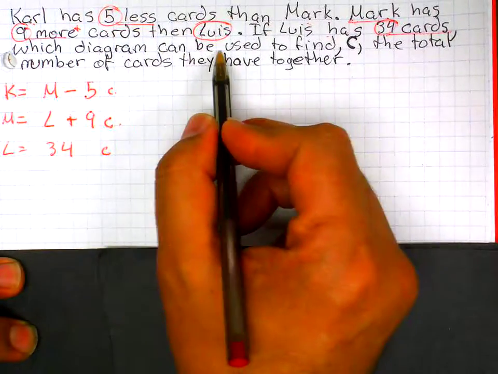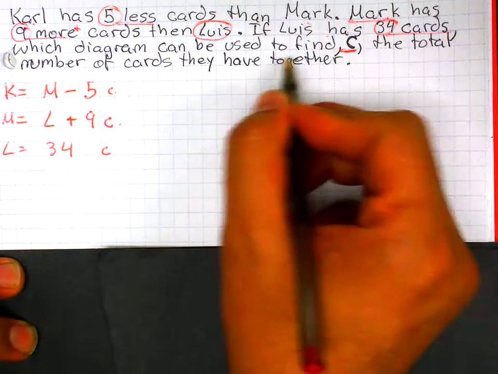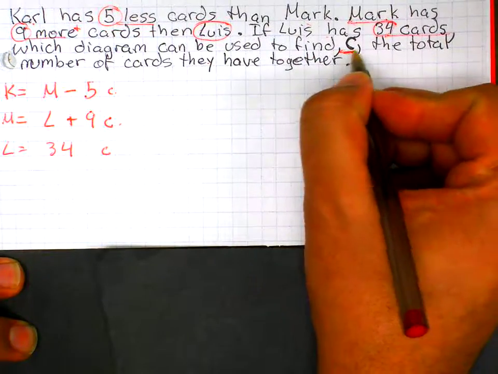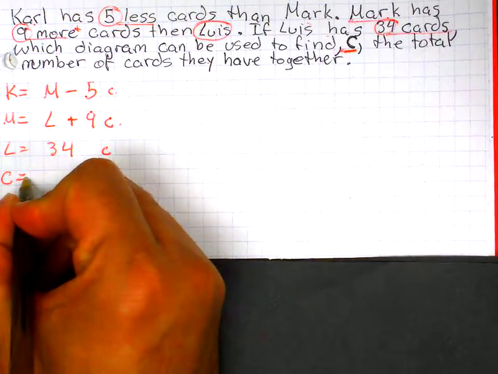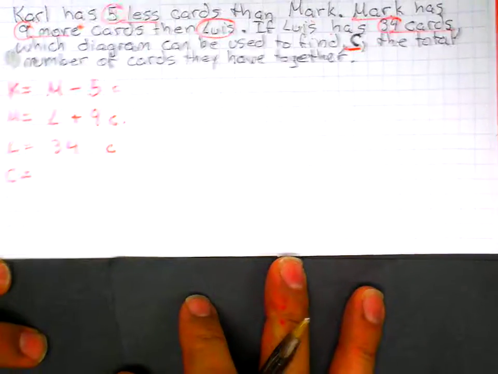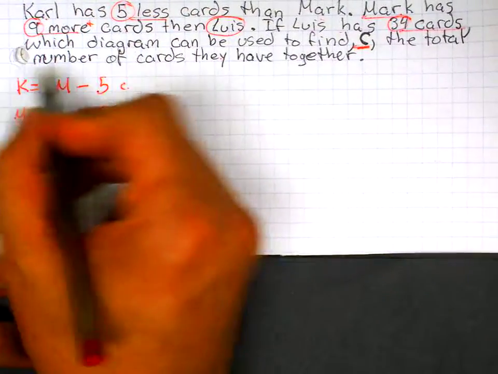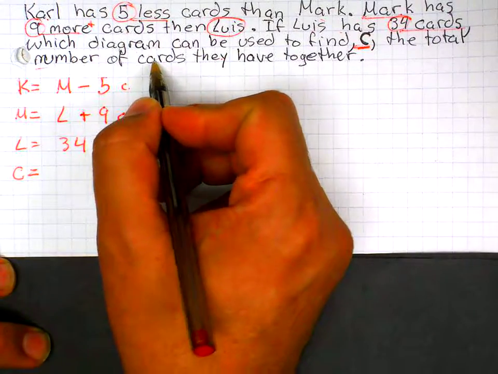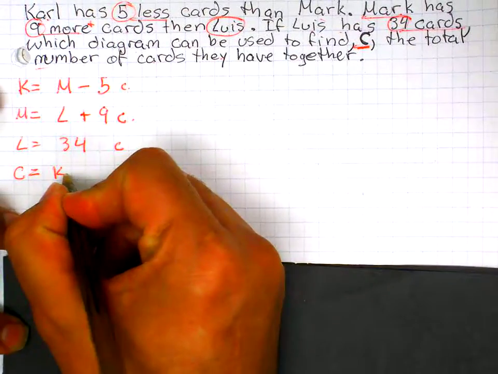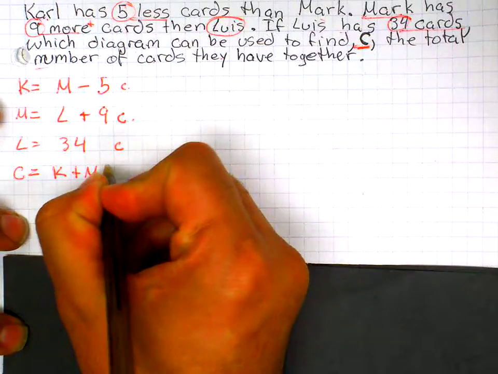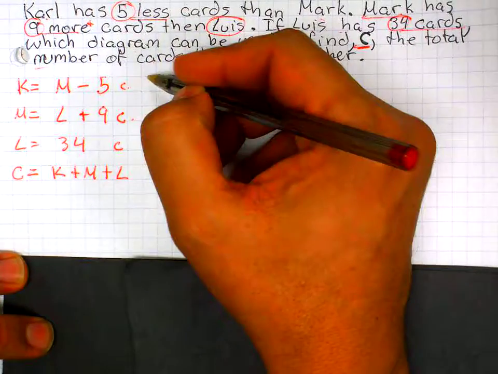which diagram can be used to find C, the cards that they have together? How do I find C? To find the total number of cards, I need to add Carl plus Mark plus Luis.